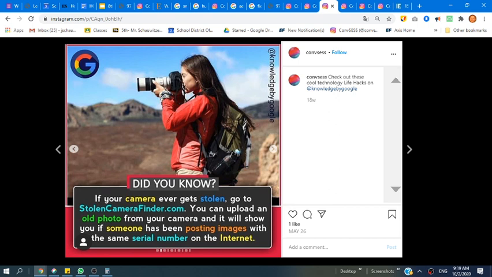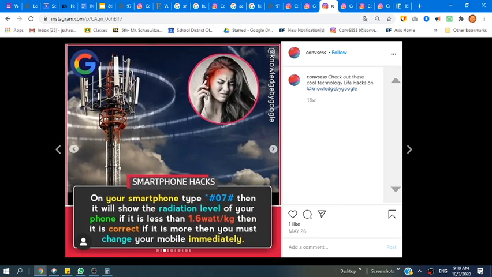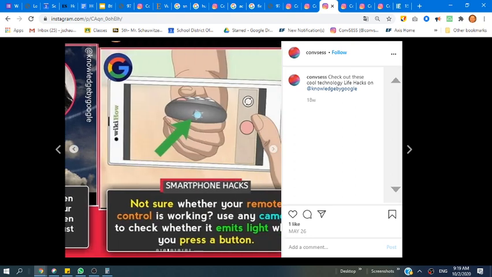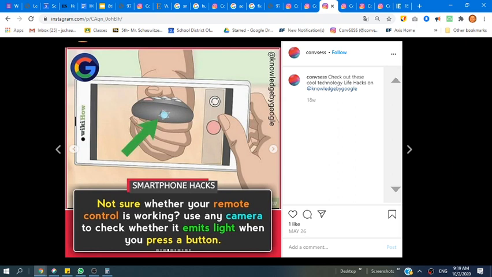Also, if your camera ever gets stolen, you can go to stolencamerafinder.com and you can upload an old photo from your camera and it will show up if someone is posting using your camera. Kind of cool, right? And on your smartphone, you can type in this combination of numbers and symbols and it will show the radiation level of your phone. If it's less than 1.6 watts per kilogram, then it's correct. If it is more, then you must change your mobile immediately. It's kind of interesting how technology is working nowadays.